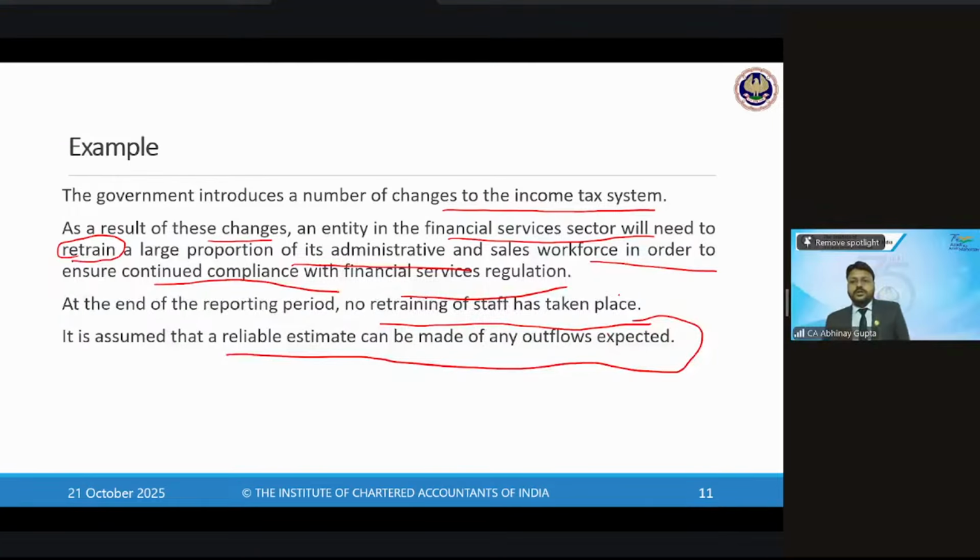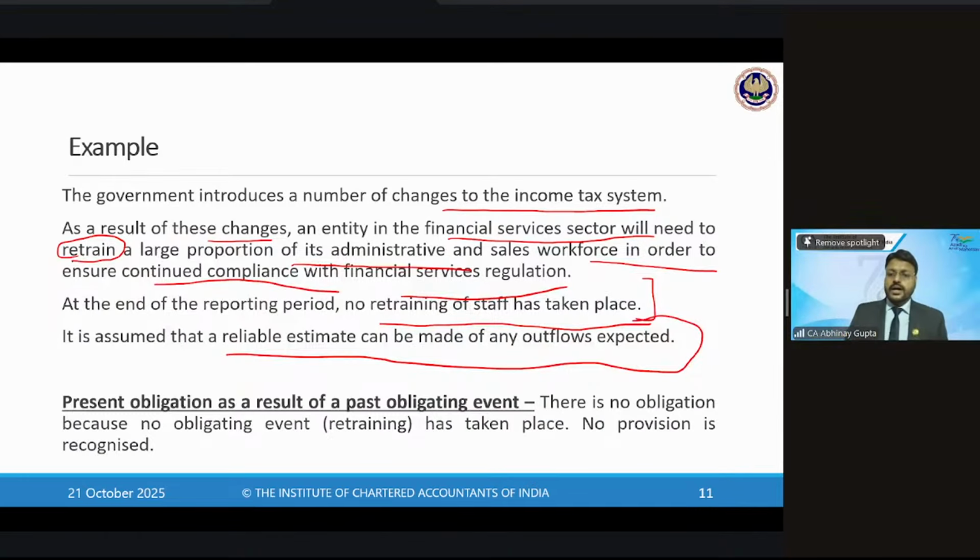So, because the event has not yet taken place, there is no past event, so no present obligation. Correct? Unless and until the event takes place, a present obligation cannot be there, even if the outflows are expected. Whether a reliable estimate can be made doesn't matter. The crucial condition is the past event. A past event has to be there, because of which a present obligation will arise, right?